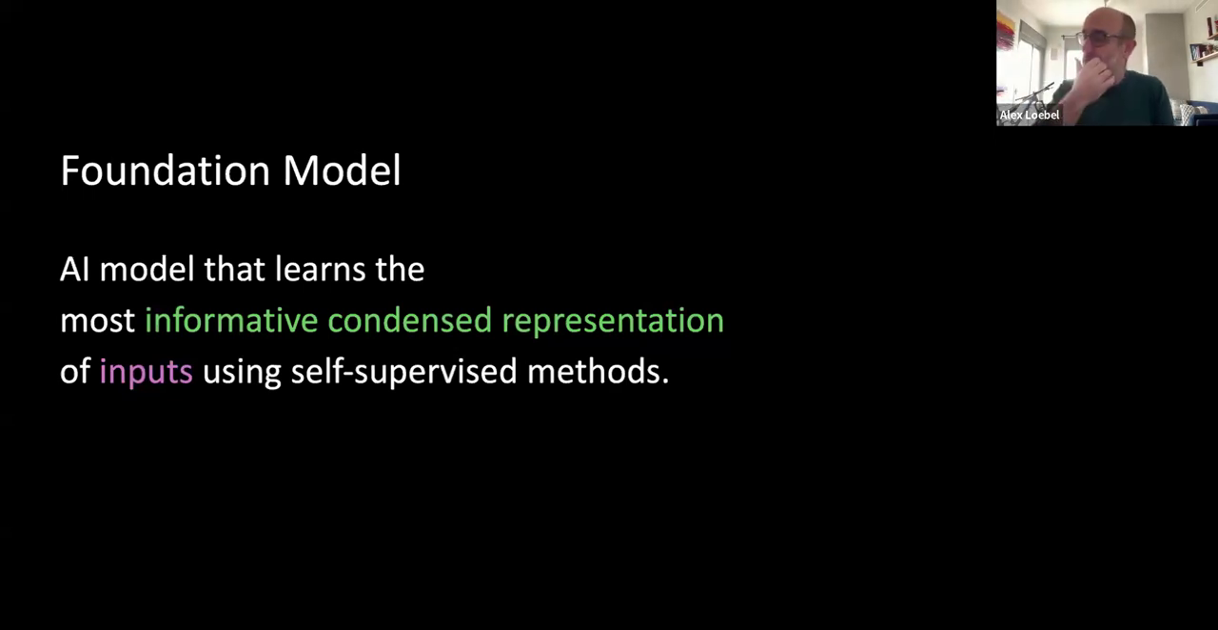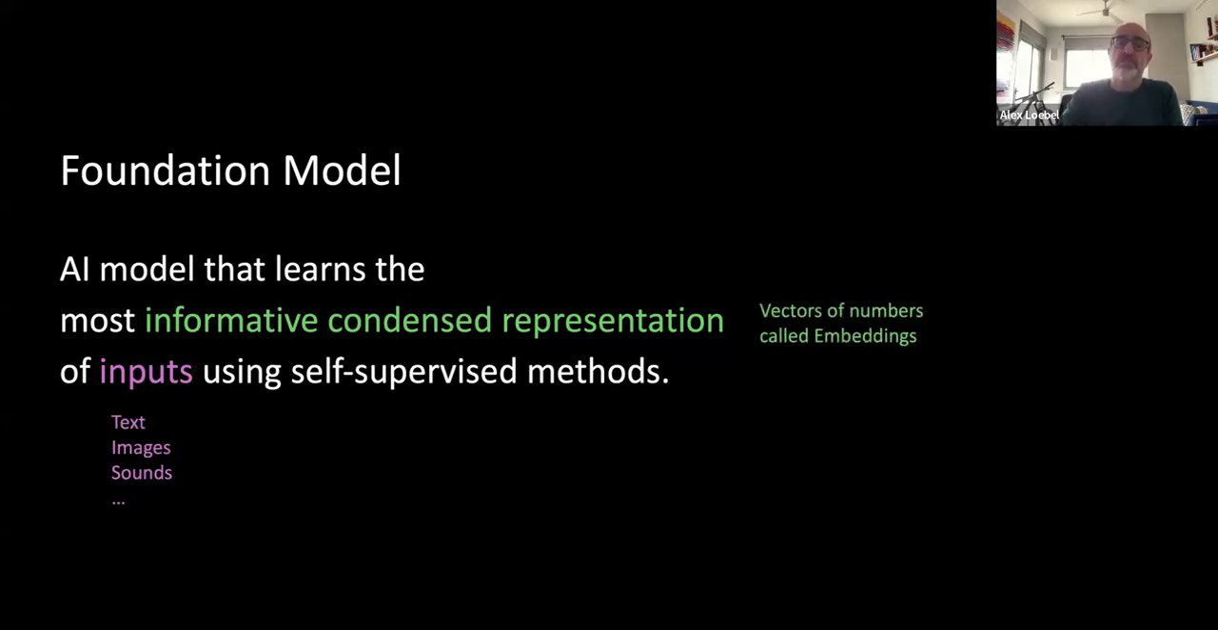So what is a foundation model? A foundation model is an AI model that learns the most informative condensed representation of inputs using self-supervised methods. These are very big words in AI, but the idea is that you have a model that can get inputs. They can be text, images, sounds, any other input, and then they transform the inputs into an informative condensed representation. We call them embeddings.